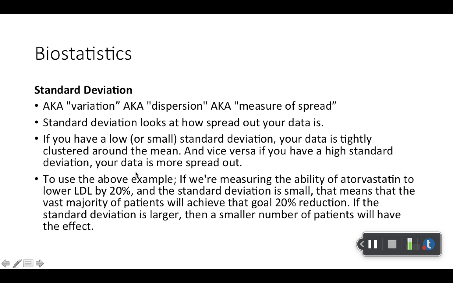So if you have a low or small standard deviation, then your data is tightly clustered around the mean. So you have a very steep, skinny bell. And then vice versa. If you have a very high standard deviation, your data is more spread out. So you have a much more flattened bell, and it's a lot wider.